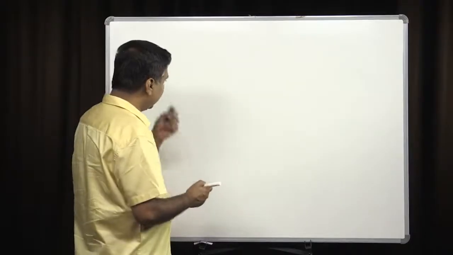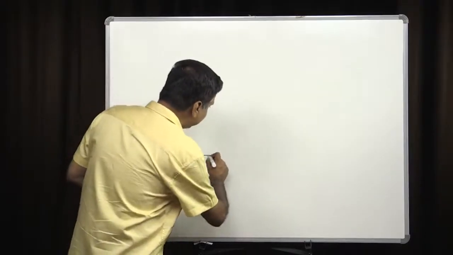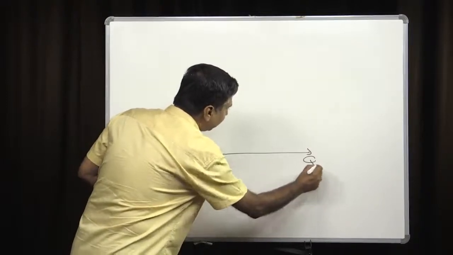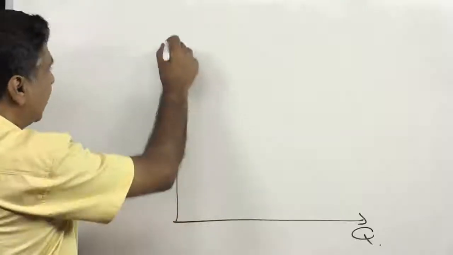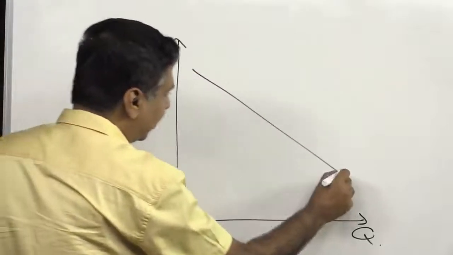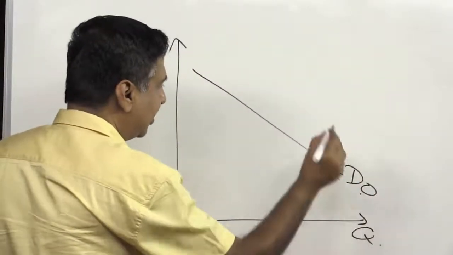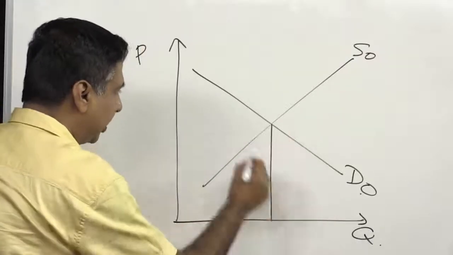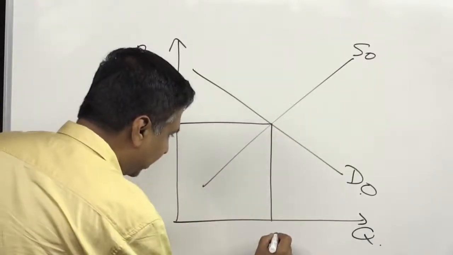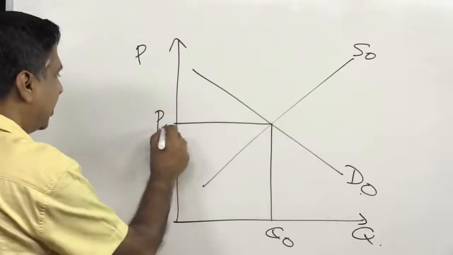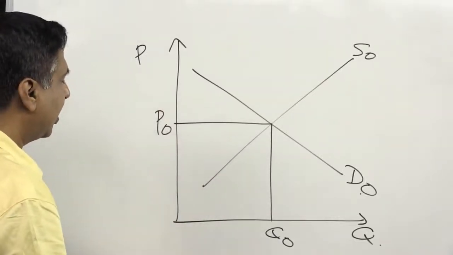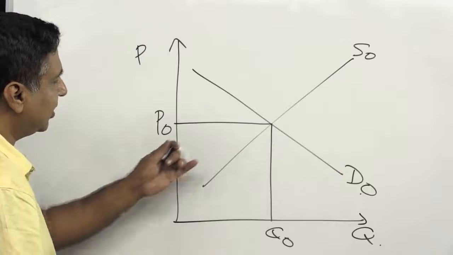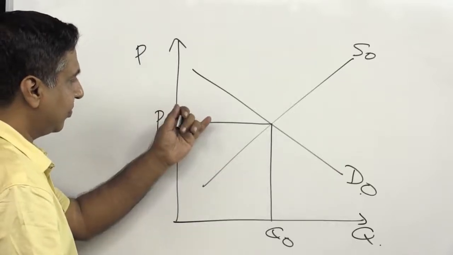So we can show all that with the help of our old demand and supply curves. So let's, as usual, draw demand and supply curves. Here is quantity on the horizontal axis, price on the vertical axis, and our demand and supply curves without the taxes, D0 and S0. So as before, the equilibrium is at a particular quantity Q0 and price P0. Now suppose there is an increase in taxes.